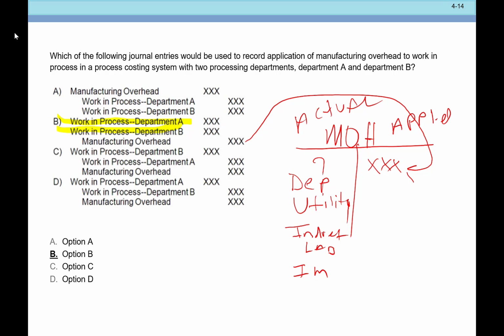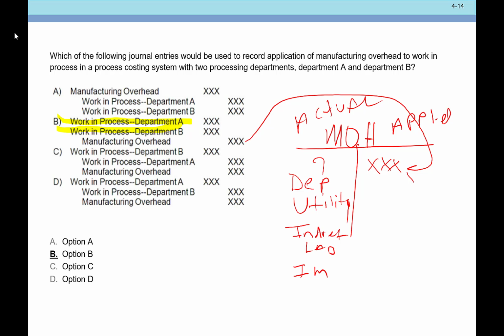Now, you're not going to have a debit that goes to one department and a credit that goes to another department when you're trying to apply the overhead. So you can pretty much get rid of C and D. What happens? We apply the overhead to each department's work in process. However that works, let's just look at this example. Here's the actual side, here's the applied side. And then we would credit the applied. We would debit the work in process by department, right?